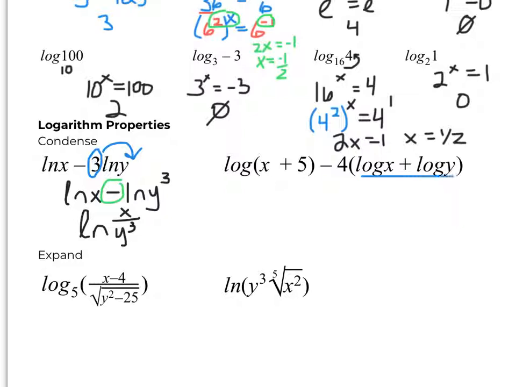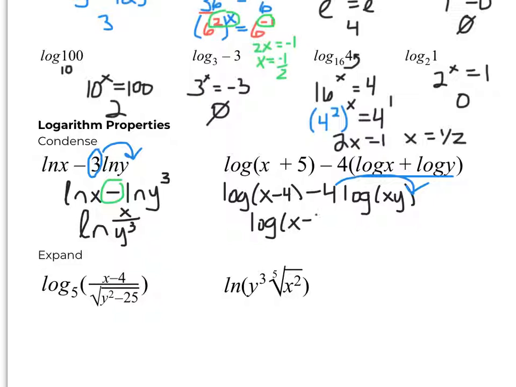So inside parentheses, I have log x plus log y. I'm combining the same bases. Both of them are base 10. So I'm going to squish those together, and that's going to be log of xy. Then, like the previous one, we want to bring in any coefficients as an exponent. So this would be log of x minus 4 minus log of quantity xy to the 4th.